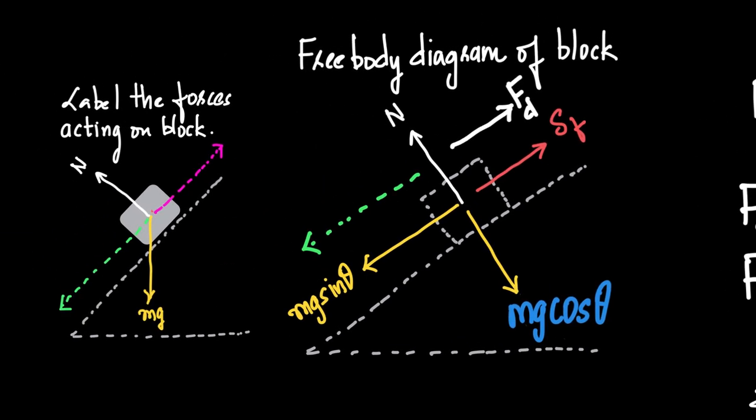we know that weight can be resolved into two components. The horizontal component, which will be parallel to the inclined surface, and the vertical component, which will be perpendicular to the inclined surface. The horizontal component here is mg sine theta. The vertical component here is mg cos theta.